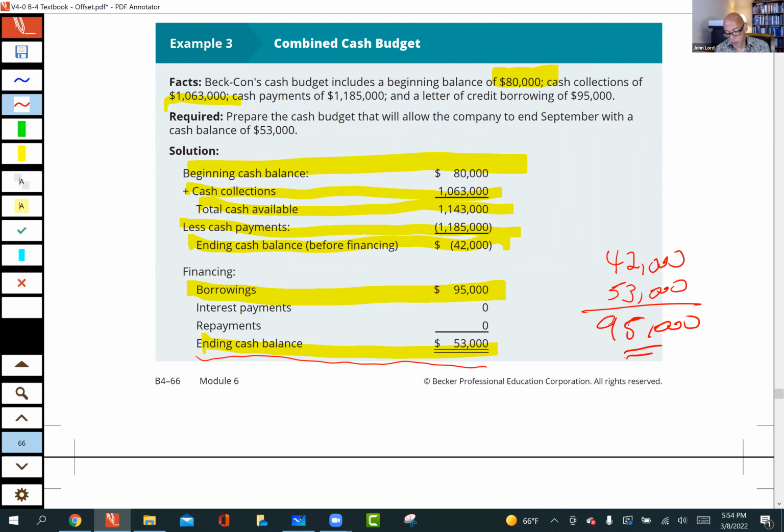We're saying, well, look, we know we're going to end up short 42,000. We desire 53,000 as our ending cash balance, as our company policy, whatever. So we better borrow 95,000 to cover our deficit and still have some left over.